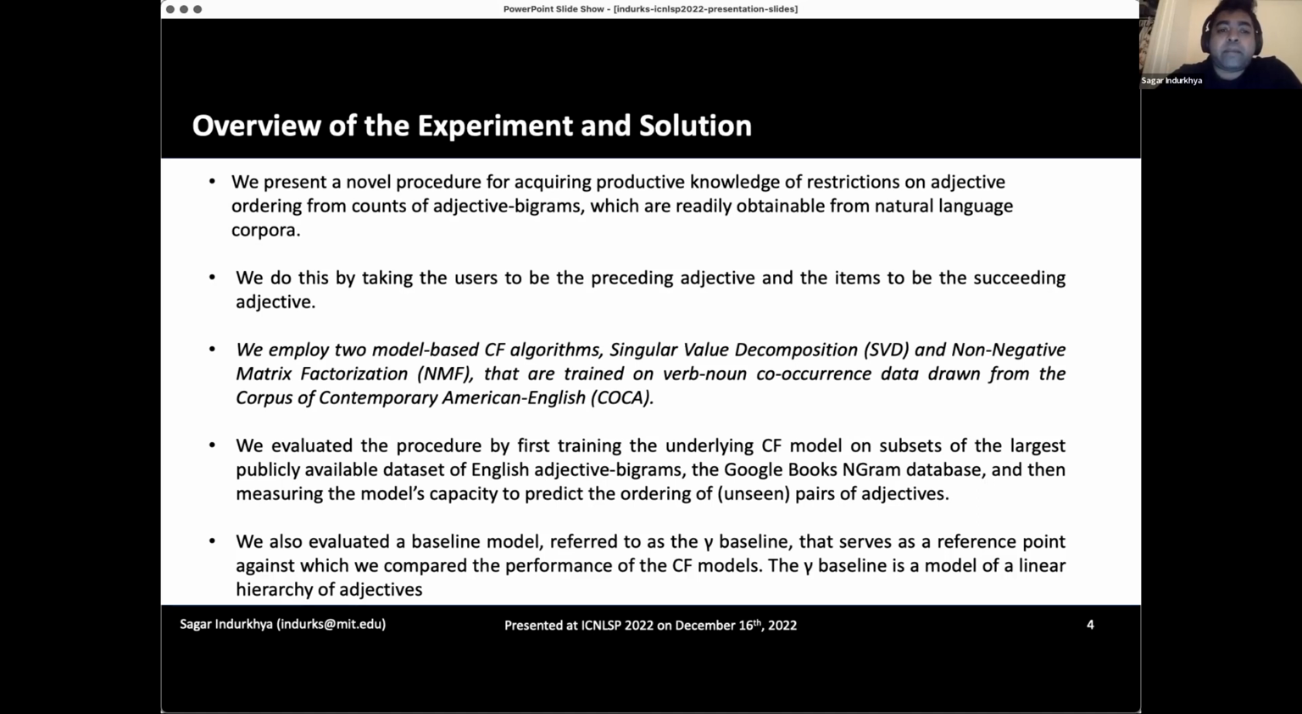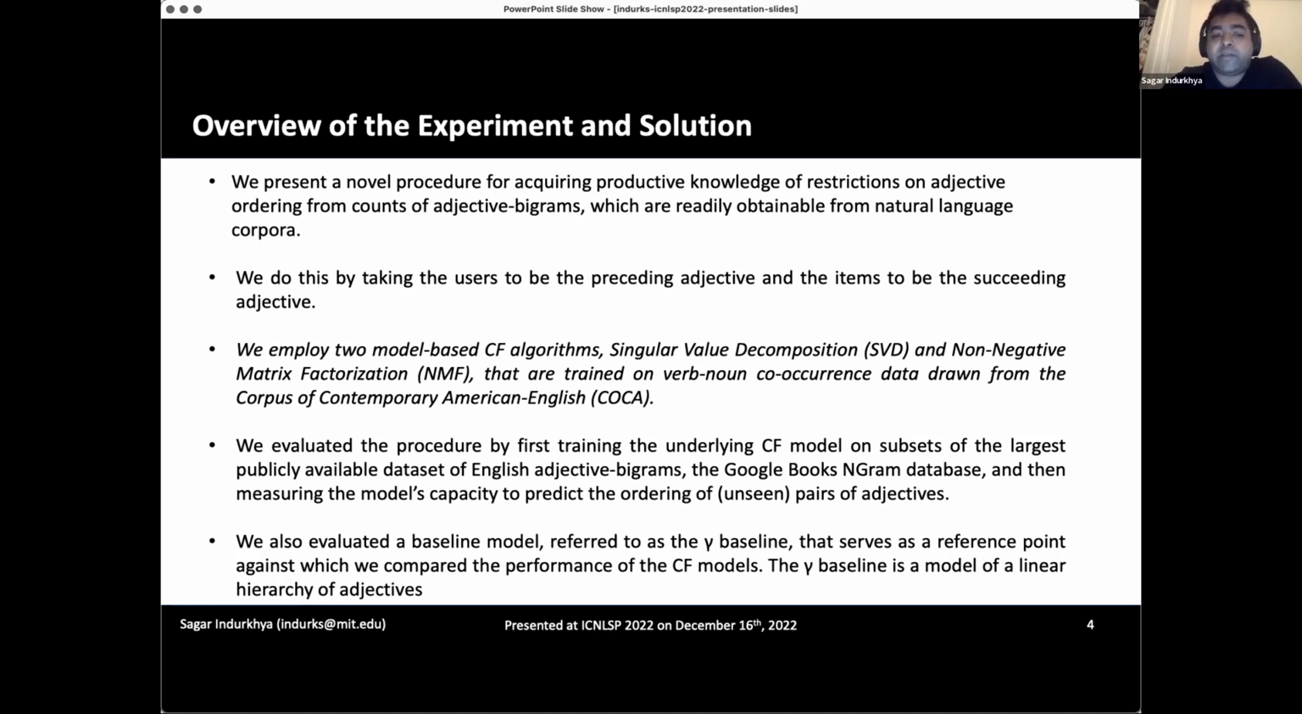We employ two model-based collaborative filtering algorithms, singular value decomposition and non-negative matrix factorization. Oops, there's a typo here. This is actually work that I've applied from a similar project because this method appears to work quite well across different types of constituency relations, not just adjective orderings, but also verb-noun relations. So sorry about that.